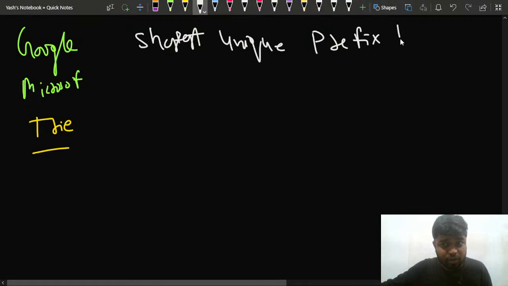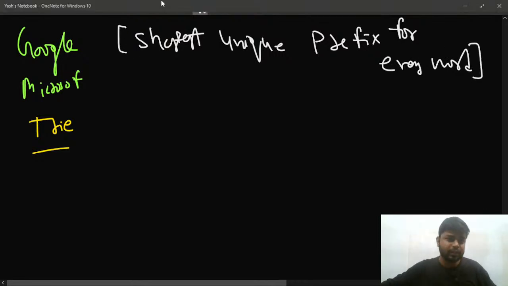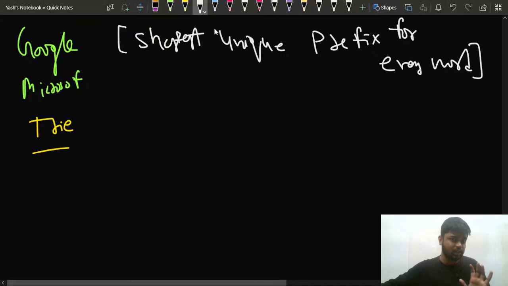Shortest unique prefix for every word, right? Okay, so this is the problem that is there.